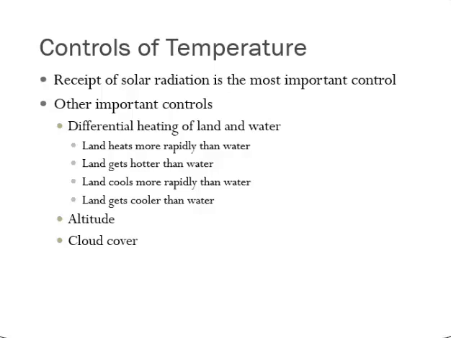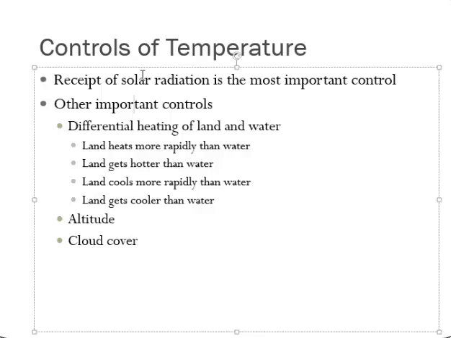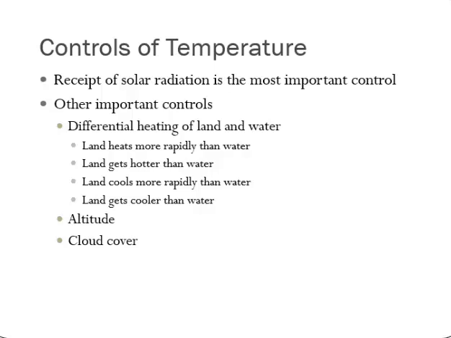What determines temperature? What controls temperature? Well, the most important thing is the receipt of insolation, or incoming solar radiation, or just plain solar radiation, or sunlight, whatever you want to call it. Receipt of sunlight is the thing that causes the temperature to increase. Lack of sunlight, or indirect sunlight, is the thing that causes the temperature to go down.